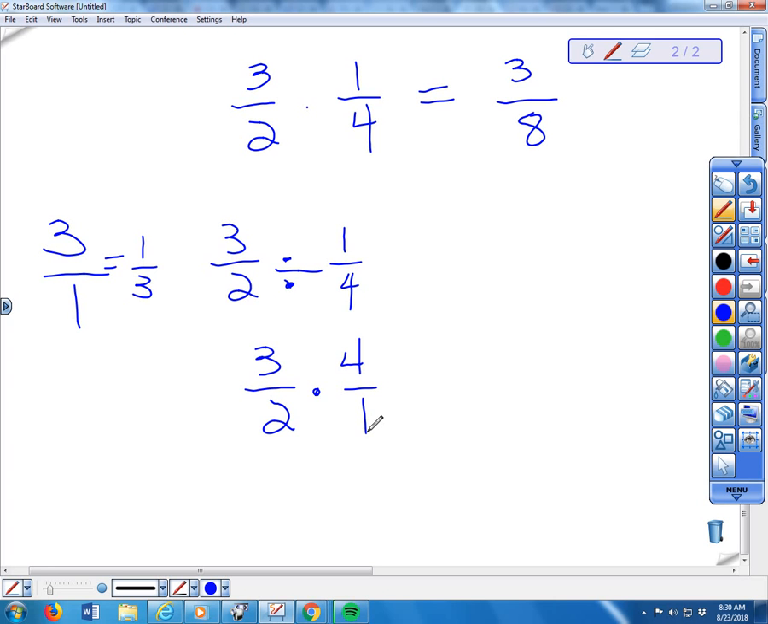Okay, and now this becomes very easy. 3 times 4, 12. 2 times 1, 2. I have to reduce if I can. And I can just write it without a fraction because it's a whole number. Want to try another division problem?